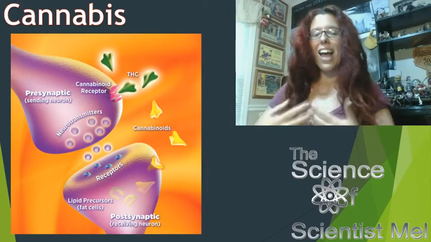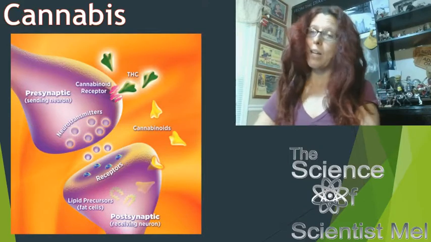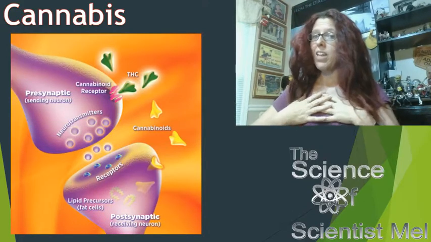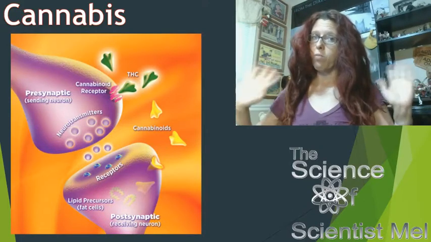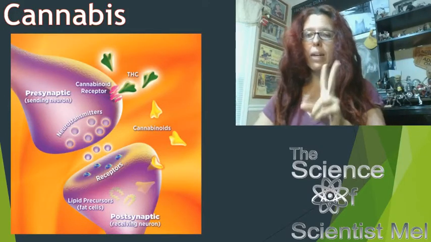So let's have a look at what these chemical compounds look like that we find in cannabis, because the chemist in me wants to make sure you know what the chemical formulas look like, right? So we need to know, and we're going to talk mainly about two of them.